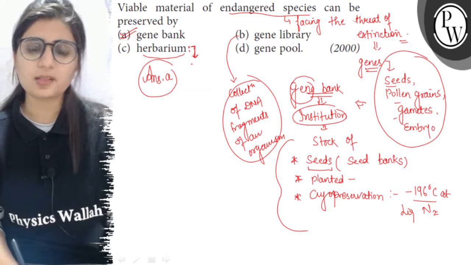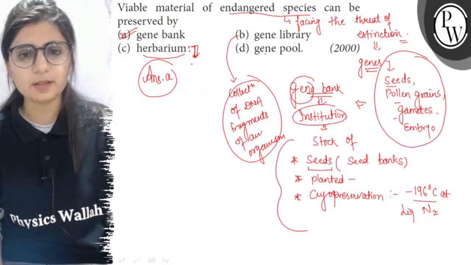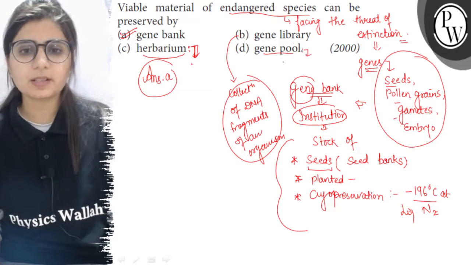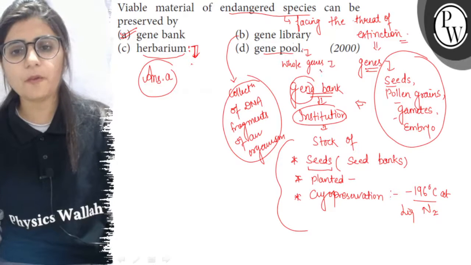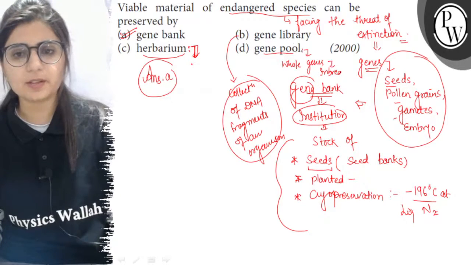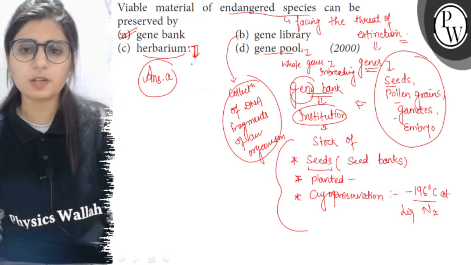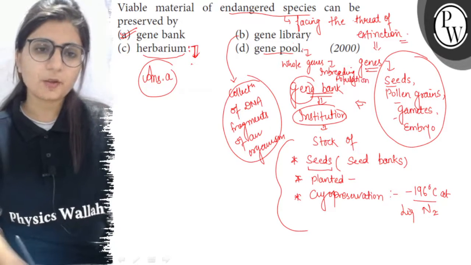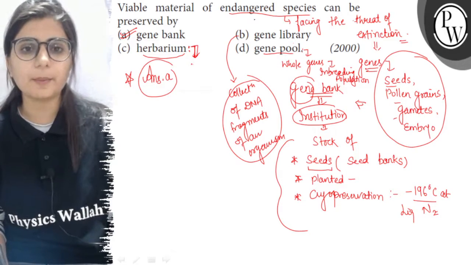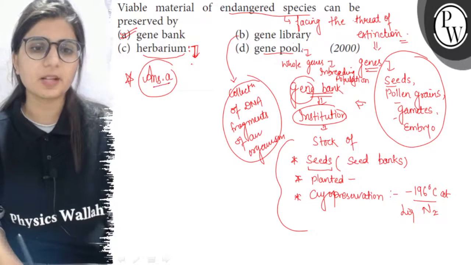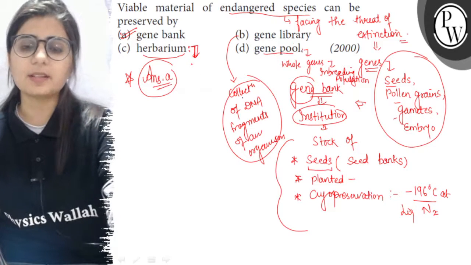So herbarium is the storehouse of dried plant specimen, while gene pool represents the whole genes of an inbreeding population. So if there is a population, then sum total of all the genes is known as the gene pool. So the method of conserving the biodiversity by storing the viable material of endangered species is the gene bank. So option A is the right answer. All the best.